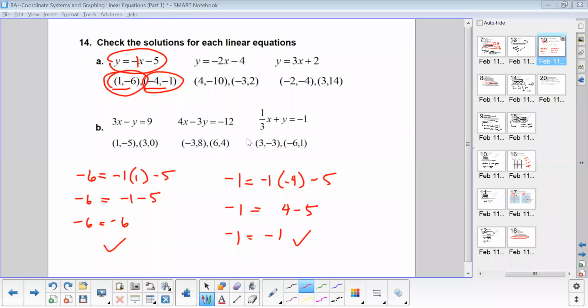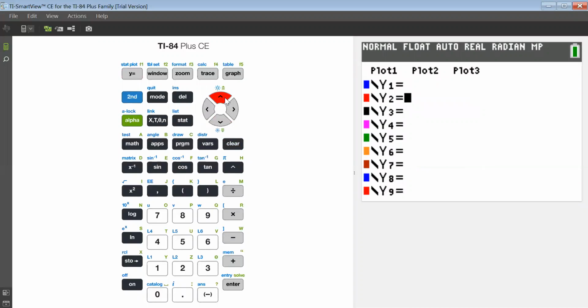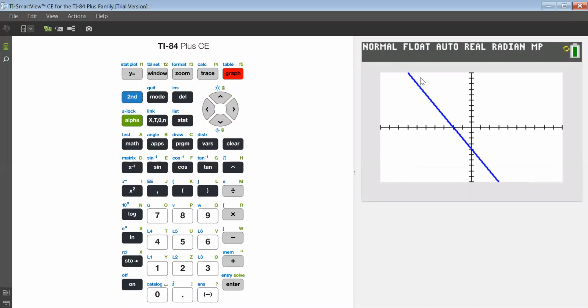Y equals -2x minus 4. So let's go in here and clear out all the equations, and we're going to type in -2x minus 4 and graph it. We know it's going to be a negative sloping line that goes through the y-intercept at -4.